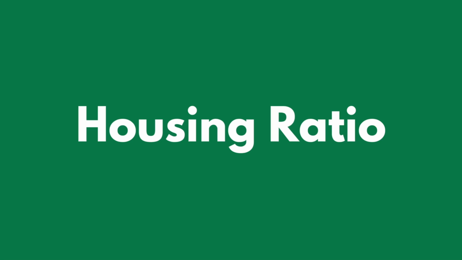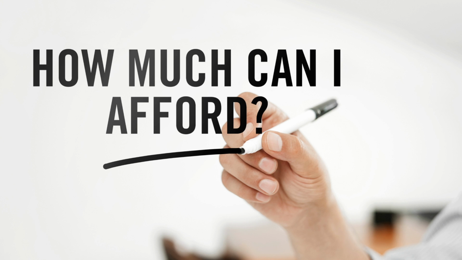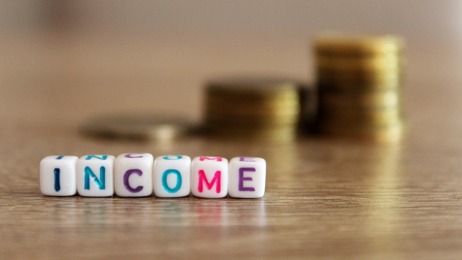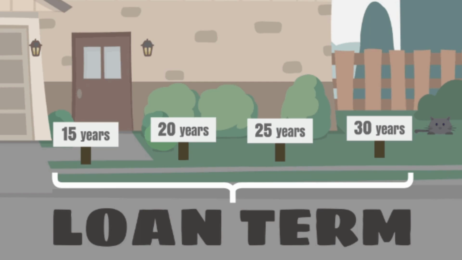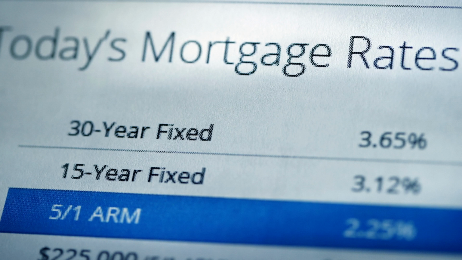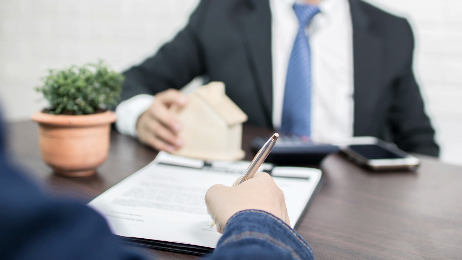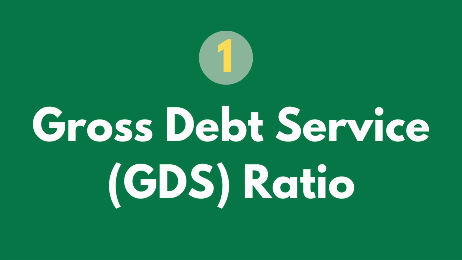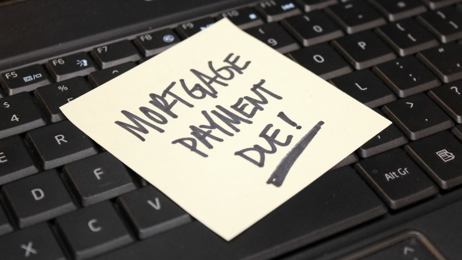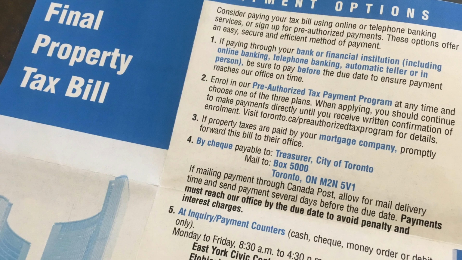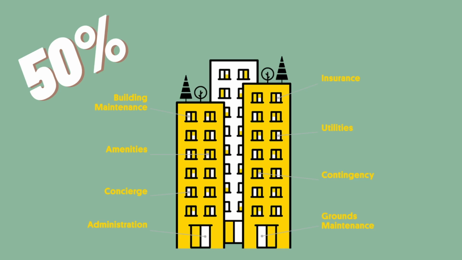Housing ratios. Major factors that affect the affordability of your mortgage are your income, other debts, the amount available for a down payment, the length of the loan, and current mortgage rates. When looking at income, lenders use two ratios. The gross debt service, also known as the GDS ratio, is your monthly shelter costs as a percentage of your gross monthly income. Shelter costs typically include your monthly mortgage payment, principal and interest, property taxes and heating costs. 50% of condo fees may be included in your shelter cost as well.